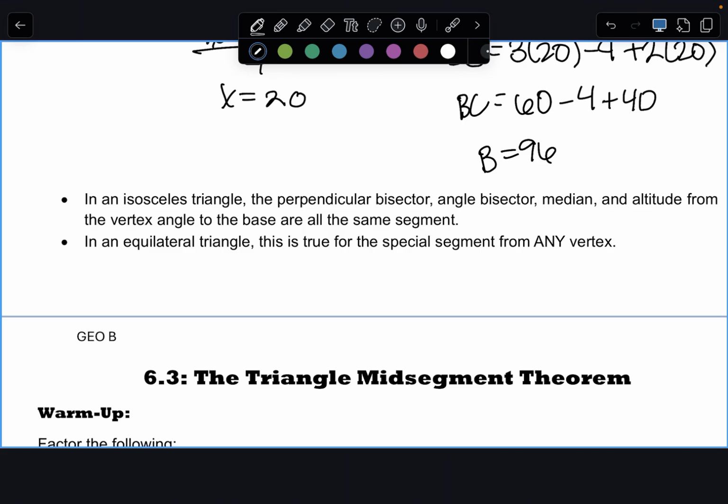Questions over today at all? You need to know your 2/3 and your 1/3 rules, and you need to know that altitudes make a 90-degree angle. Okay?